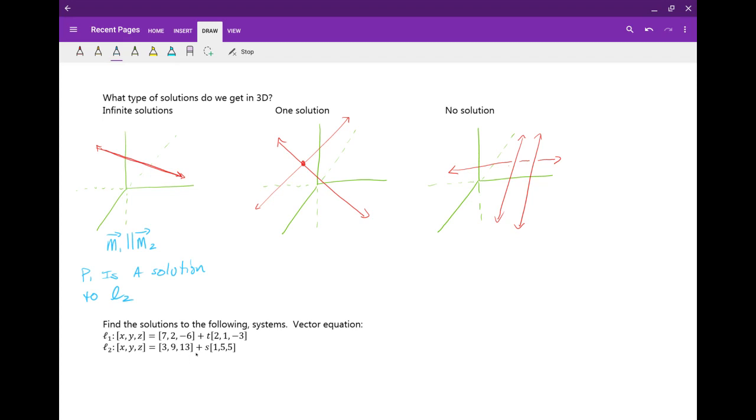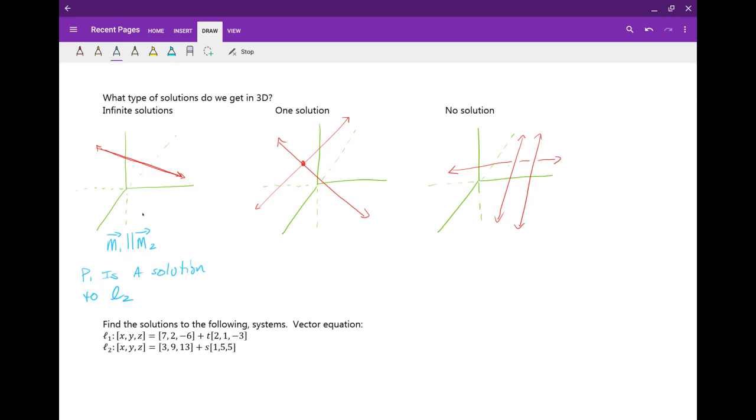2 equals 9 plus 5s. And I could do it again for the z component. And then I solve for s in all three of those. If I get the same s in all three cases, then what that means is point 1 is on line 2. And if furthermore their slopes were parallel, then basically what it means is you're looking at two equations where the lines themselves, they're actually just the same line. Okay?